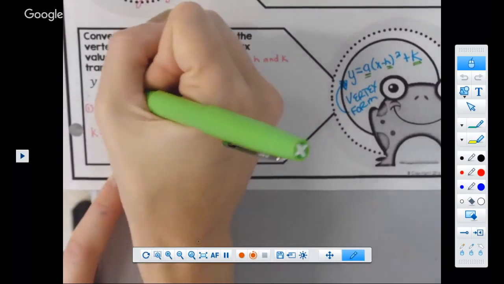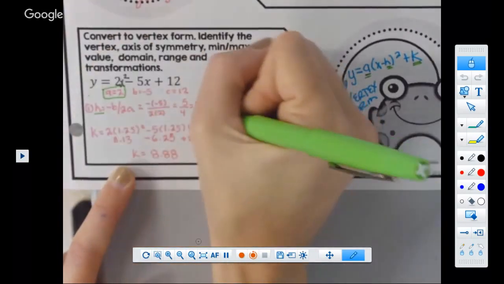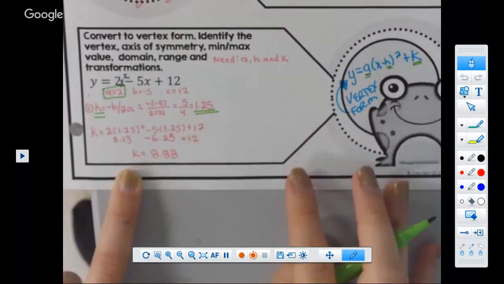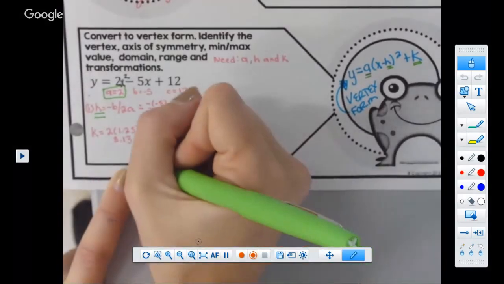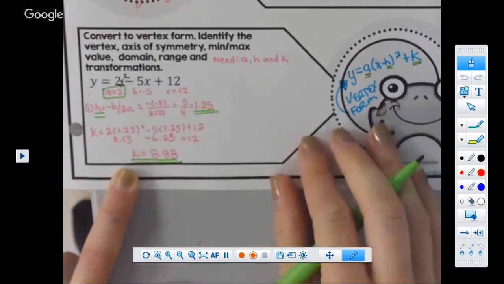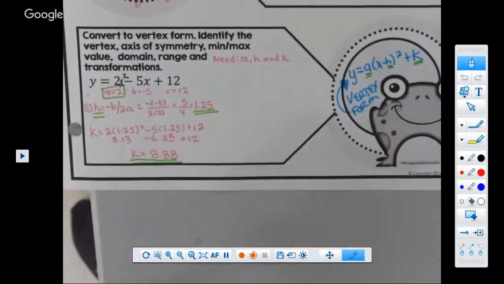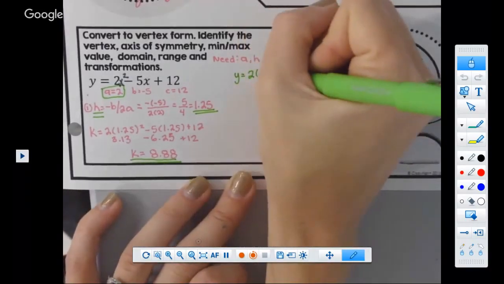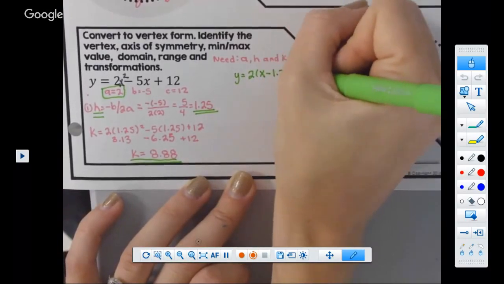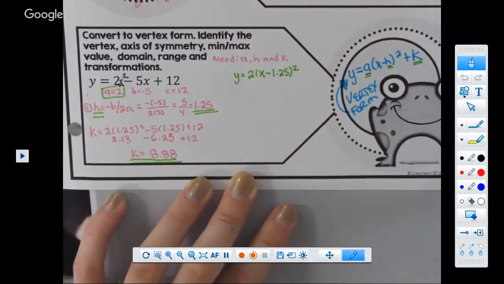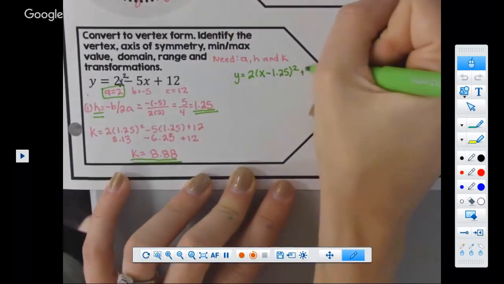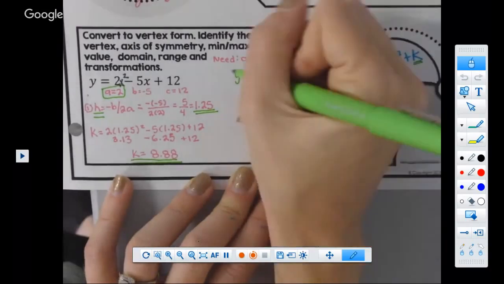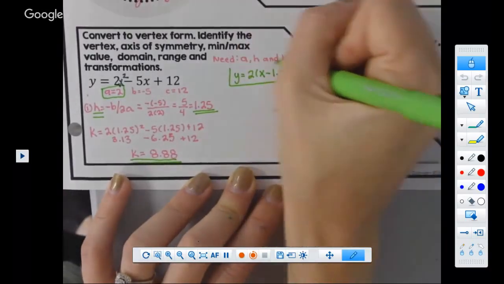So here is A, right? We already found H. And we found K. Y'all agree with that? So I'm going to rewrite the blue formula, but instead of A, what are we going to replace A with? 2. So we have y equals 2. Instead of H, we're going to plug in minus 1.25 squared. And instead of K, we can plug in 8.88. Okay, there's the first piece.